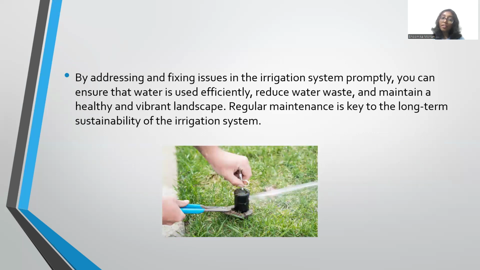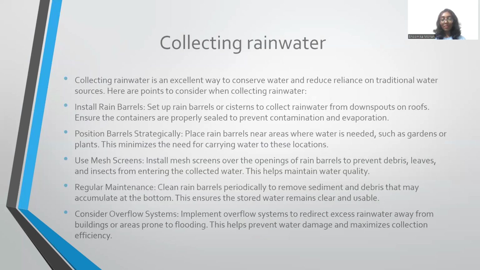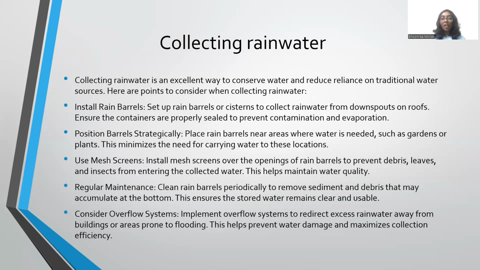Next, by addressing and fixing issues in the irrigation system promptly, you can ensure that water is used efficiently, reduce water waste, and maintain a healthy and vibrant landscape. Regular maintenance is key to the long term sustainability of the irrigation system. Collecting rainwater. Collecting rainwater is an excellent way to conserve water and reduce reliance on traditional water sources.